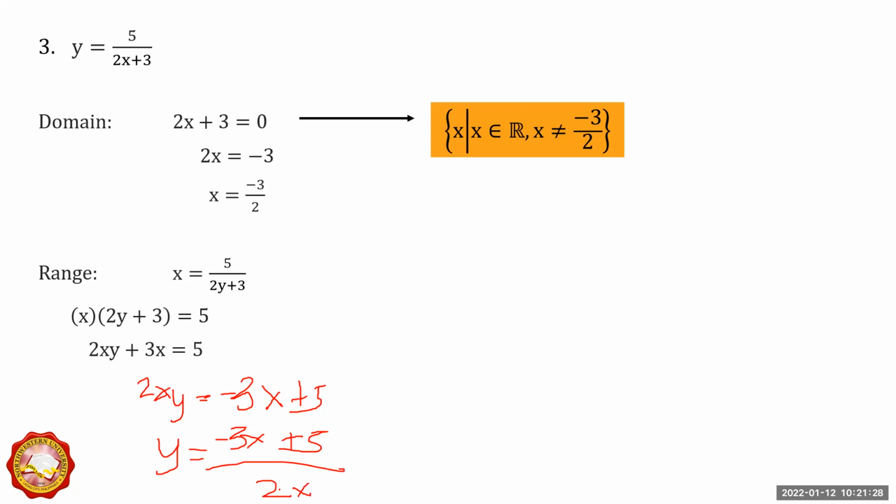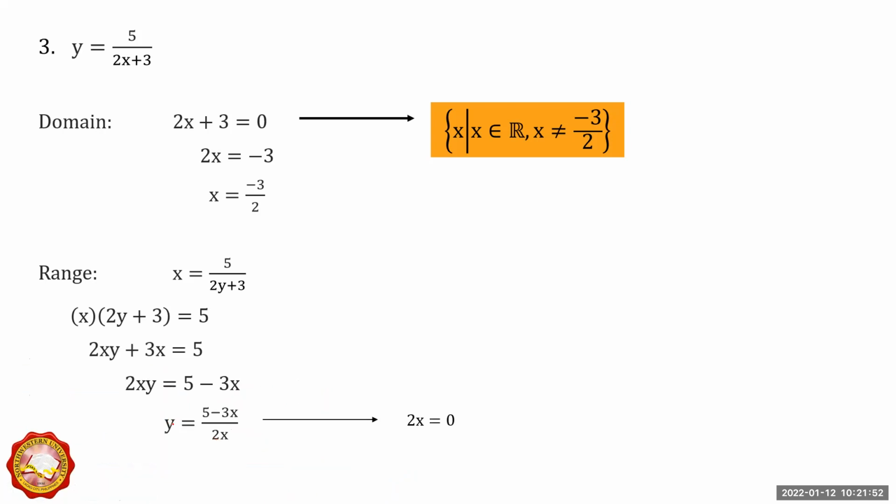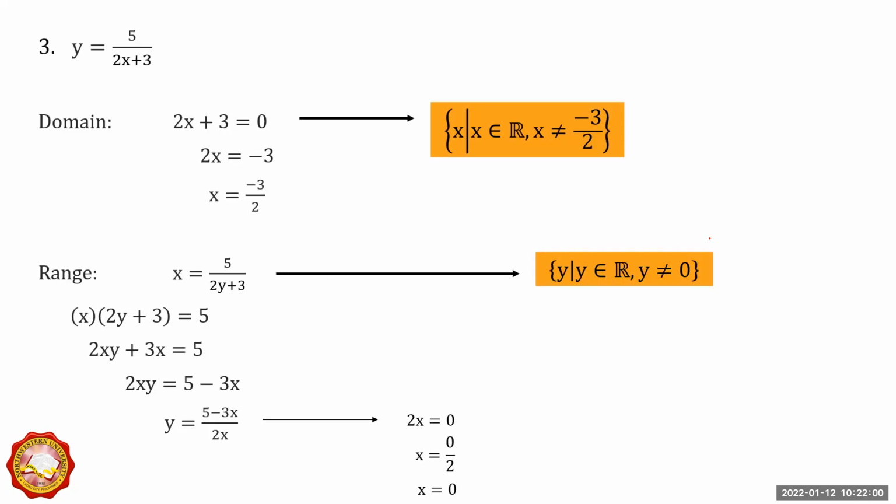Now, what number could you put in place of x here, so that if you multiply it by 2, you'll be able to get 0? Any number that you can multiply to 2 so that you will get 0. Of course, the answer is 0. Kasi if you're going to multiply 0 by 2, you'll get 0. So, dapat yung 0 ang magiging restriction mo dito. It will be y is never equal to 0.